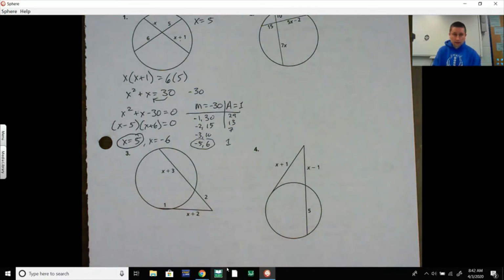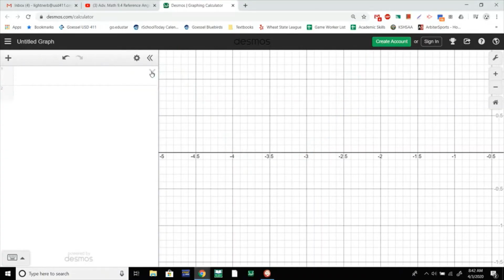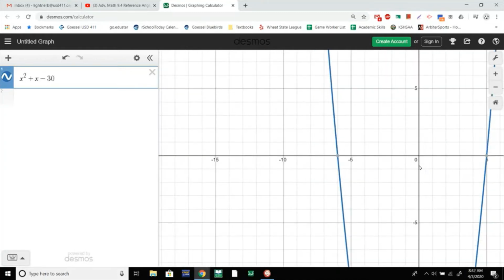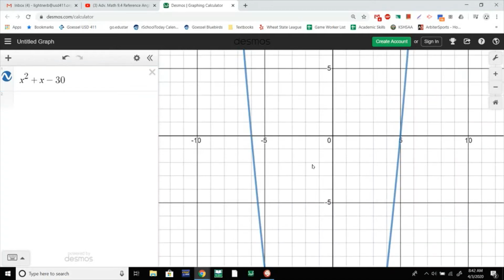Okay? If we look at the graph of this, if I have x squared plus x minus 30, zoom out, you notice my two x-intercepts are right there at negative 6 and at positive 5. A little bit bolder for you. So negative 6, positive 5, there are my x-intercepts. So you take the positive answer, 5. Okay, that'd probably be the easiest way for you to get those answers.